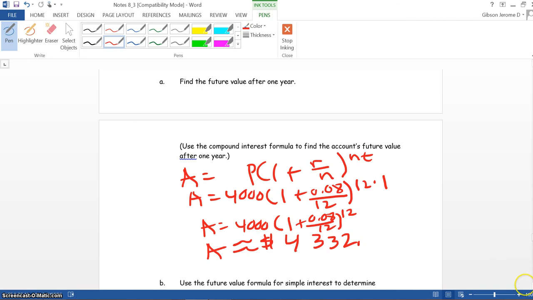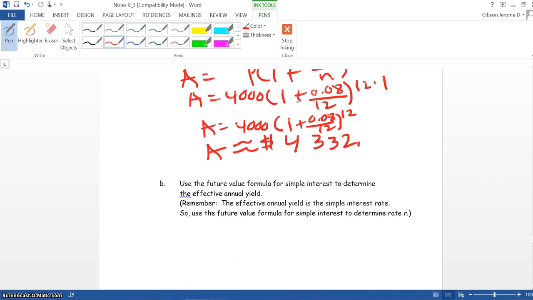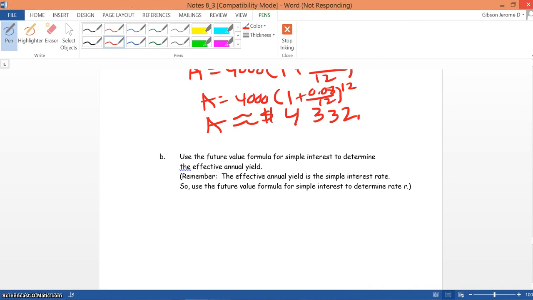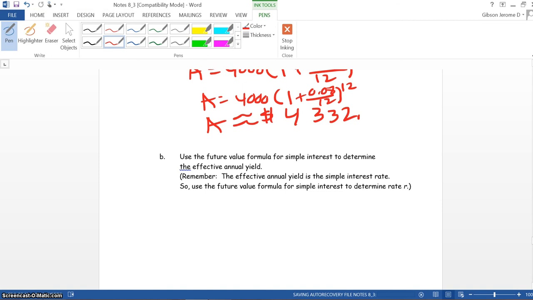Now, we scroll to our next example. It says use the future value formula for simple interest to determine the effective annual yield. Remember, the effective annual yield is the simple interest rate, so use the future value formula for simple interest to determine rate R. So we have A is equal to P times 1 plus RT. And now we substitute.